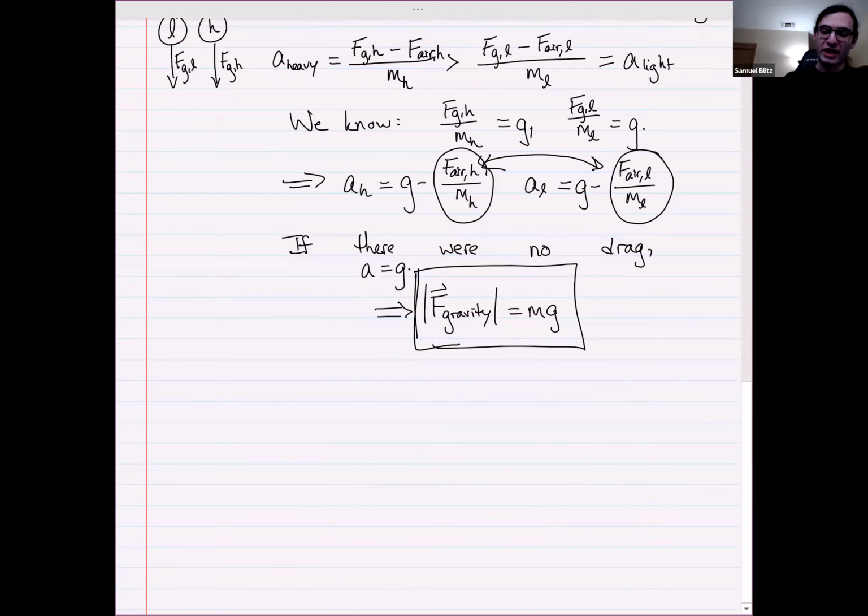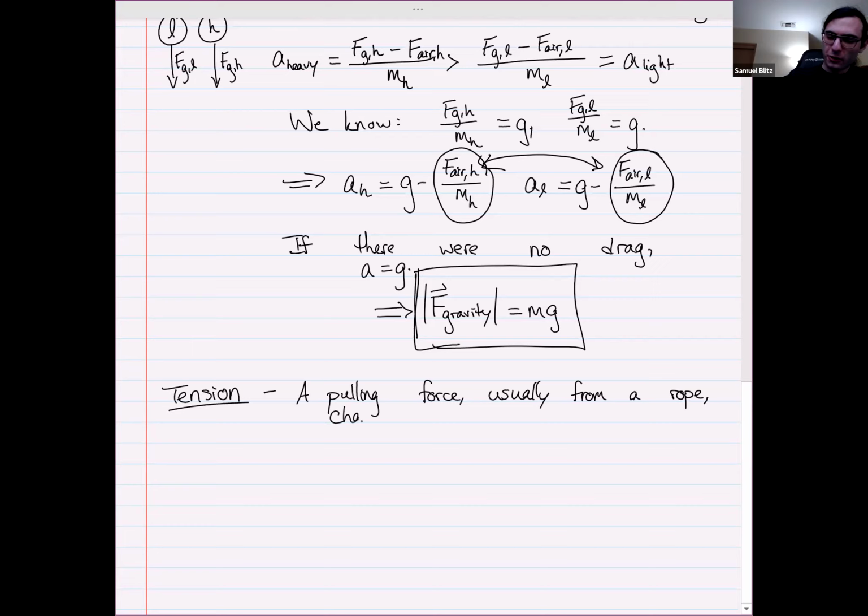All right, let's talk about tension. So that's gravity, force of gravity, mg. Easy peasy, done. Next force that was on the list, tension. So tension is a pulling force, usually from a rope or a chain or string. Basically, if something is being pulled taut, that thing can exert a tension force.